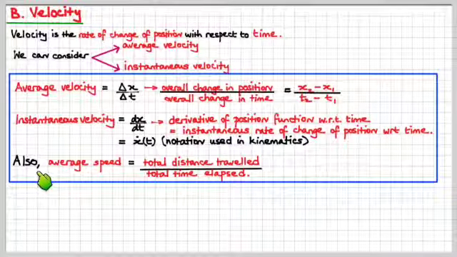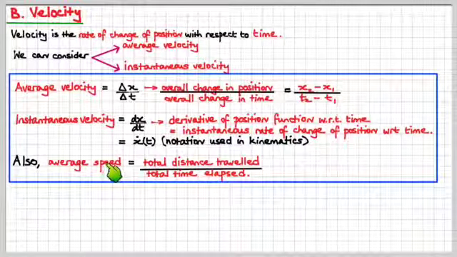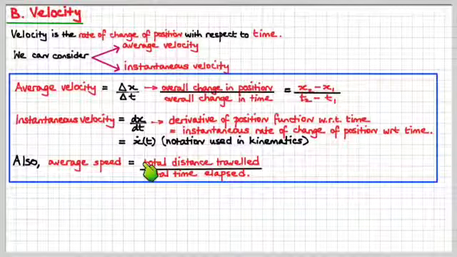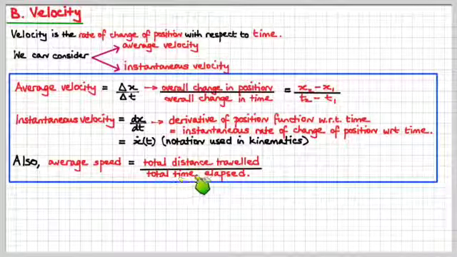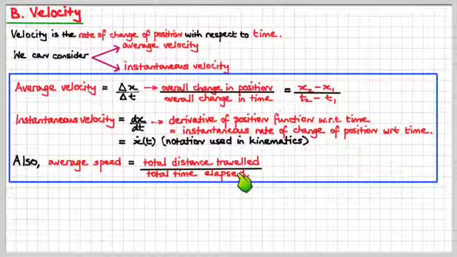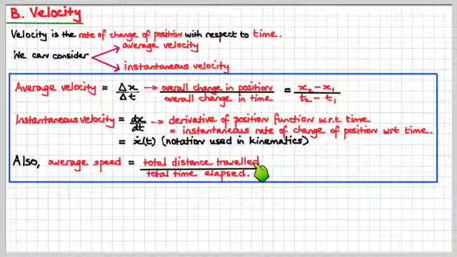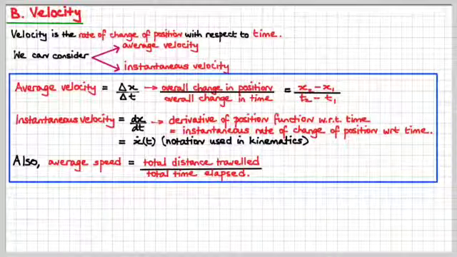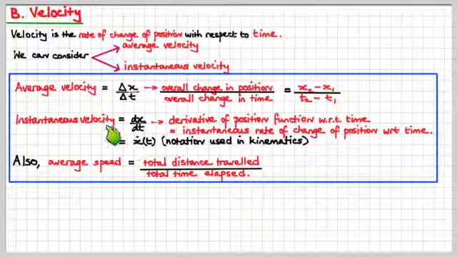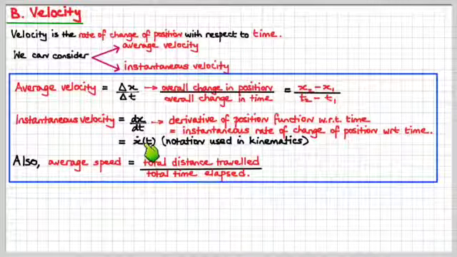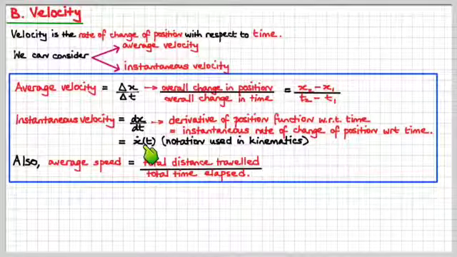Okay, and also, last but not least, average speed, guys. Average speed is just the total distance travelled in some particular time interval divided by the elapsed time. By the way, I haven't put it here, but if they asked you for the instantaneous speed, it would just be the magnitude of the instantaneous velocity. It wouldn't have a plus or a minus though, it would just be a number because it's a scalar.